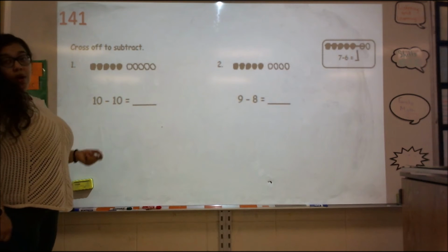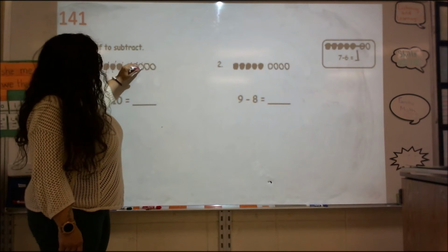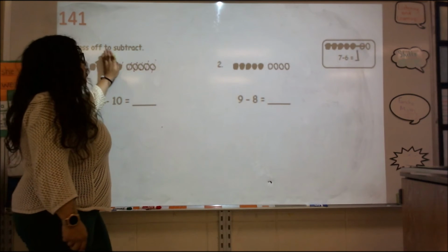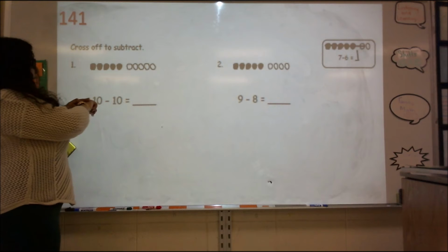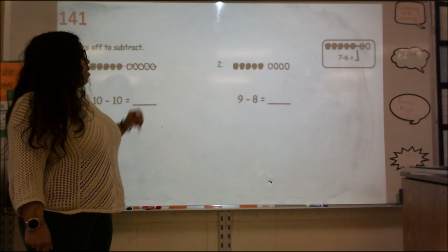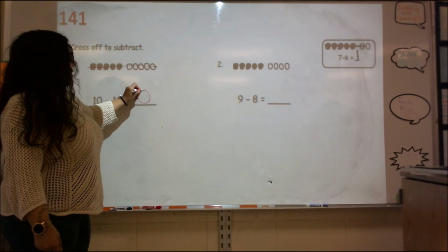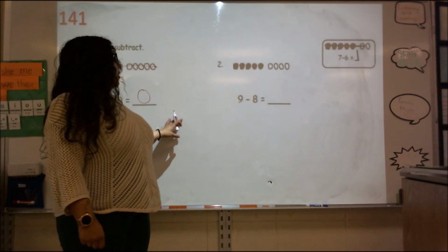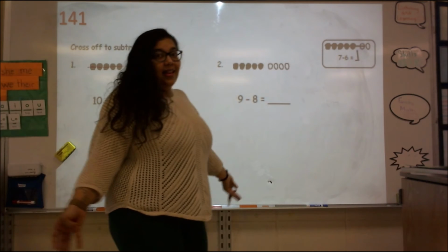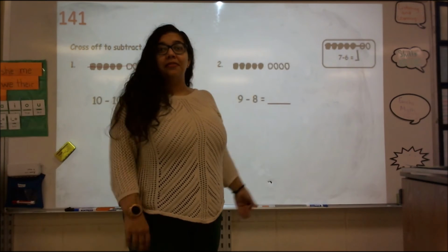10 minus 10. Well, we could count them all. 1, 2, 3, 4, 5, 6, 7, 8, 9, 10. Okay, that can get you the right answer, but it's not an efficient strategy to solve the problem. So 10 minus 10, we know we're taking away the whole. So let's cross off all of them and subtract. What's left? 0. 10 minus 10 is equal to 0. Good job. So this was a number minus the same number, which means there's nothing left. If I give you 4 pieces of candy and you eat 4 pieces of candy, there's nothing left.